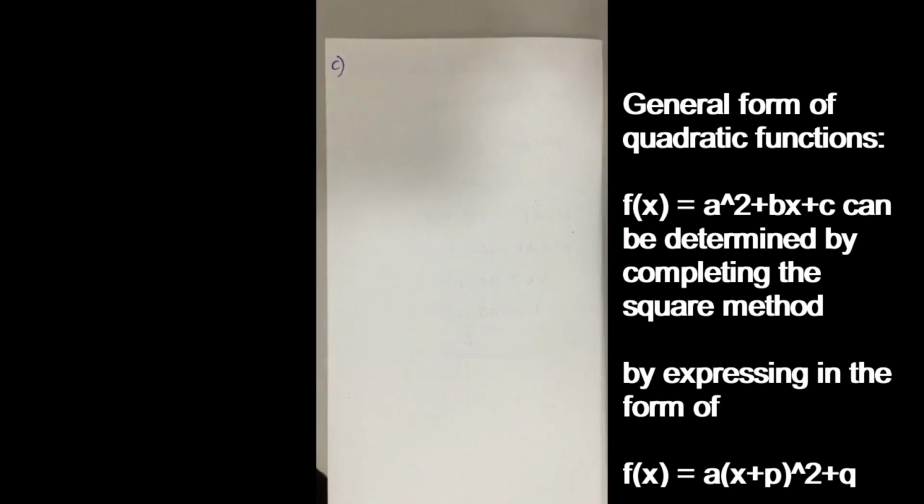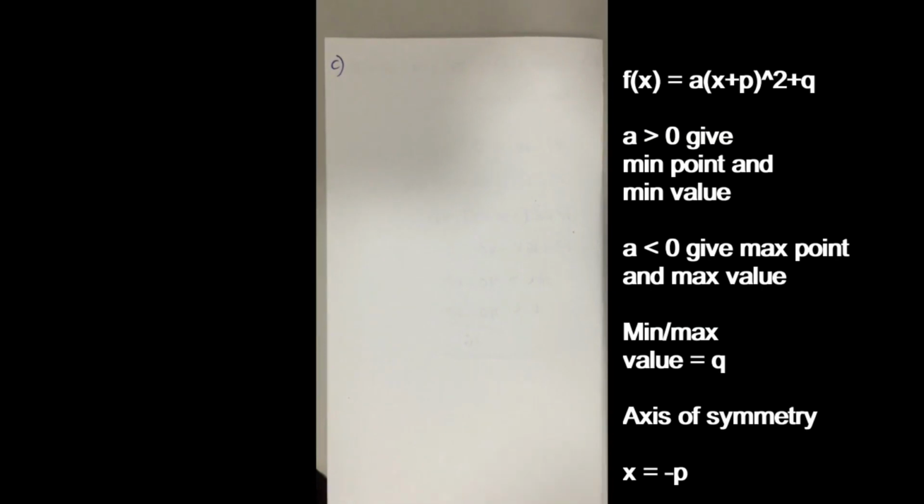By using the completing the square method, we can express ax squared plus bx plus c in the form of a times the bracket x plus b, close bracket squared, plus q. So in this question, we're going to use f(x) equals 2x squared plus hx minus 2k plus 5, and express it in the general form a(x plus b) squared plus q. This is the general form. But since we are interested in the minimum value of function f(x), we are only interested in the q value.